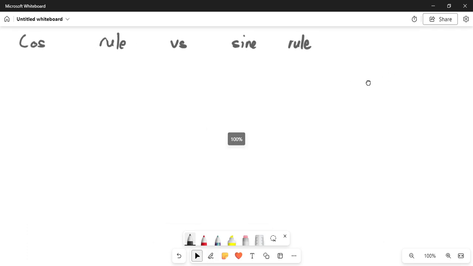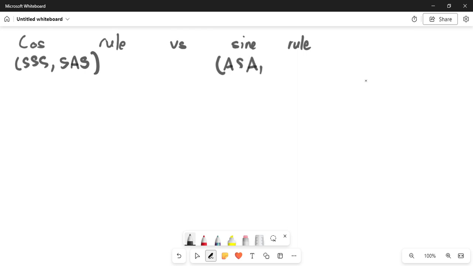so called. But before that, let me give you an introduction. When do we use cosine rule? We use it during SSS or SAS. And sine rule, we use it when we have angle, side, angle, or SSA. Okay, this is the most basic when it comes to sine rule and cosine rule.